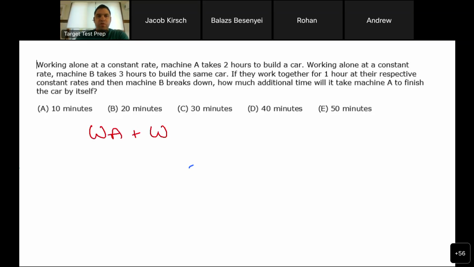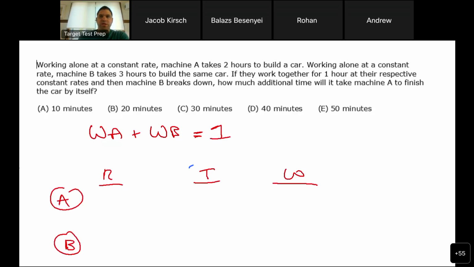Now, in this case, work of A plus work of B is actually equal to 1, right? Because they could end up completing the job. So we have rate times work, we have machine A, we have machine B. Machine A takes 2 hours, that's 1/2. Machine B takes 3 hours, that's 1/3. Now, they each work together for 1 hour, so we can fill in the 1 hour time frame here.